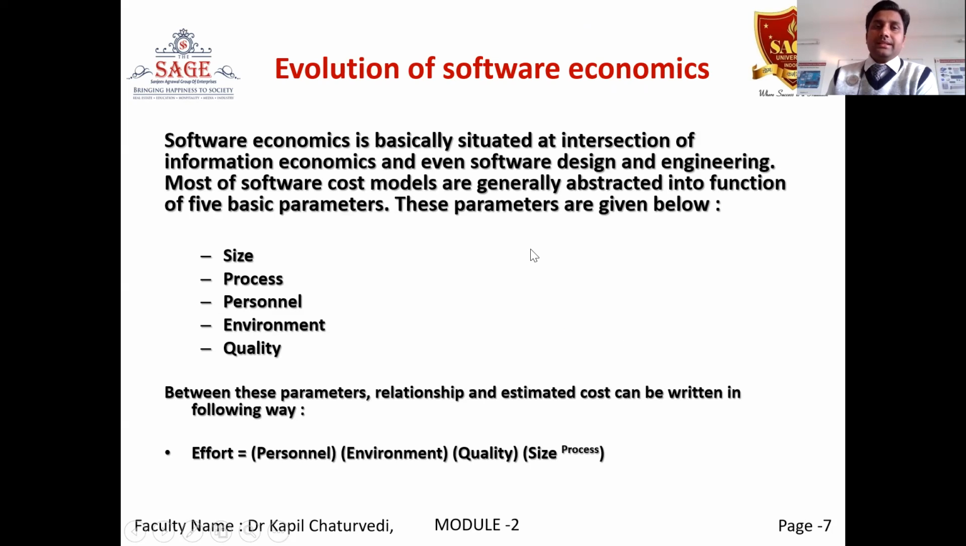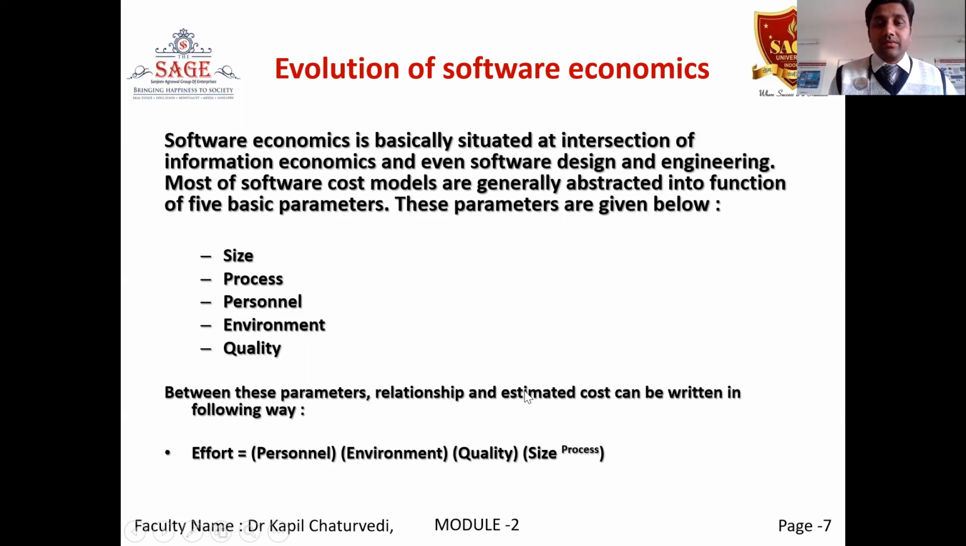Now, the next thing is evolution of software economics. In this phase, we are talking about the cost estimation and effort estimation of the project, what kind of efforts are applied on the project, so that we can calculate the cost of that project. In this phase, we focus on these things: size, process, personnel, environment, and quality. The theory says that software economics is situated at the intersection of information economics and software design and engineering. Most software cost models are generally abstracted into a function of five basic parameters: size, process, personnel, environment, and quality.